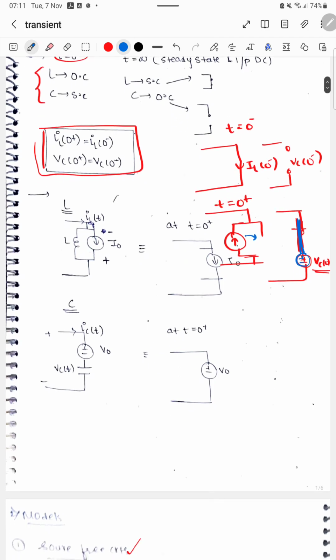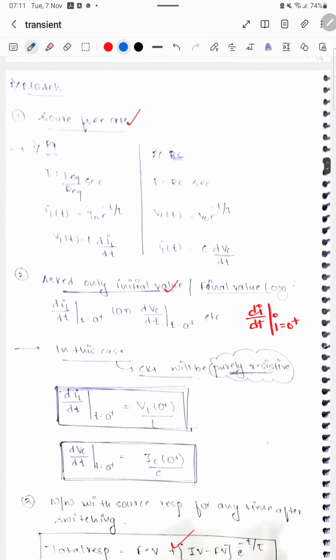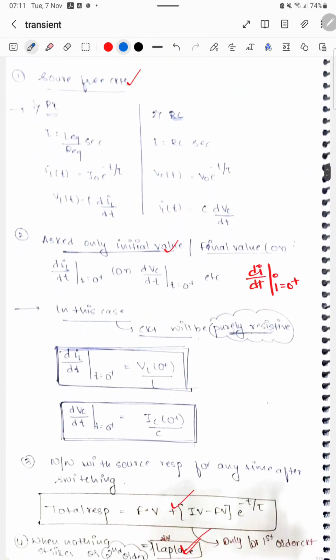The equivalent diagram for that is, as I told, something like the inductor replaced by a current source, and VC in place of the capacitor. Okay, now quickly let's look at the models. As I told, there will be four models, so identification of the model is very important.